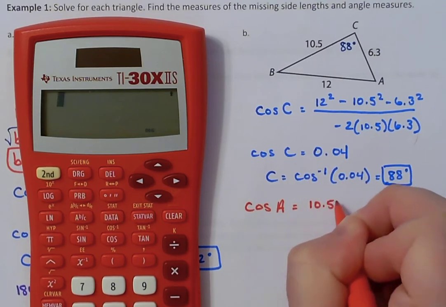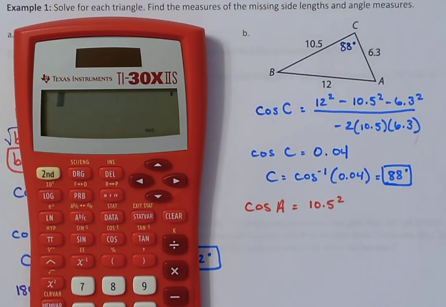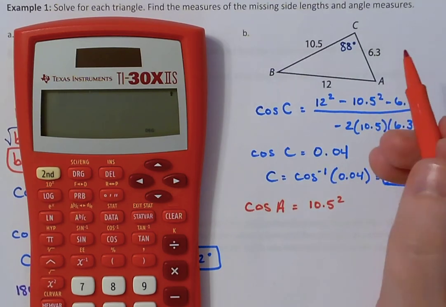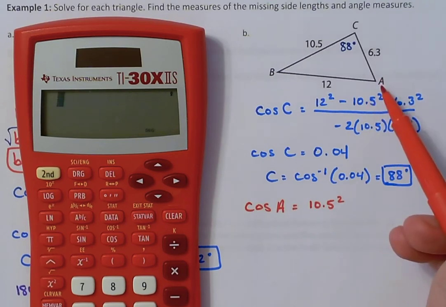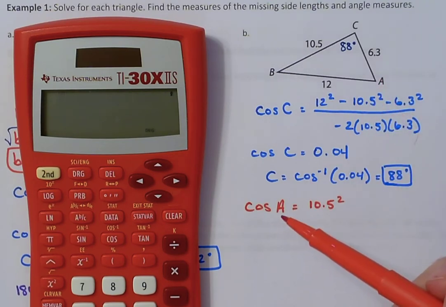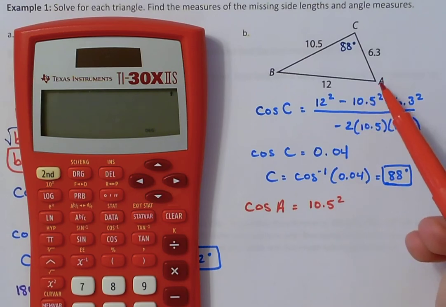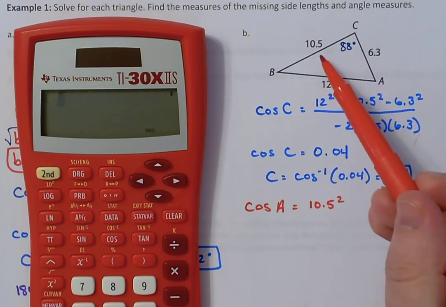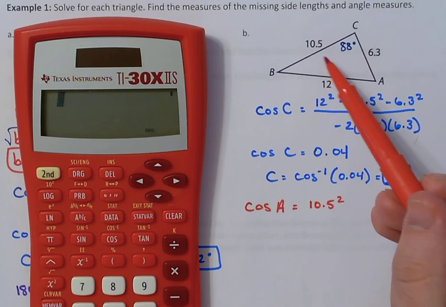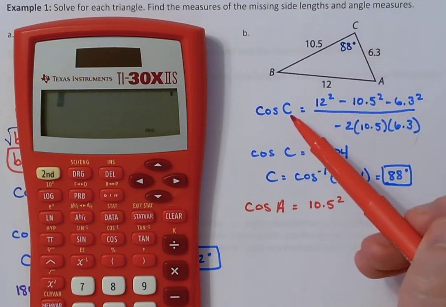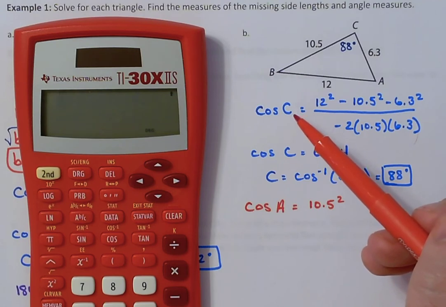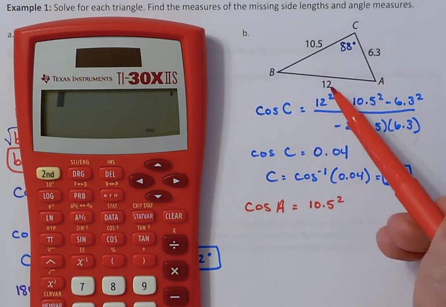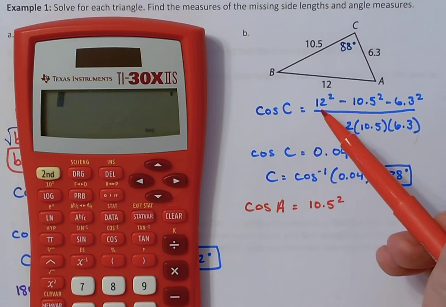Whenever you are setting up the law of cosines to find an angle measure, you want to start with the angle that you want to find. In this case, we want to find A. So it's cosine A equals, and then you start with the side opposite of that angle. Just like with cosine C, to find the measure of C, we started with the side opposite of C, which was 12, so 12 squared.